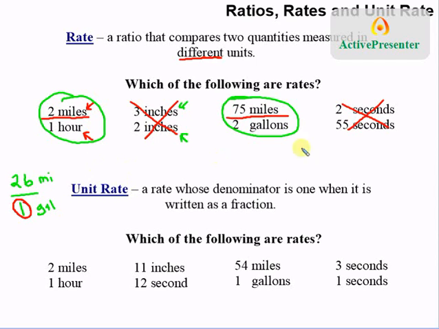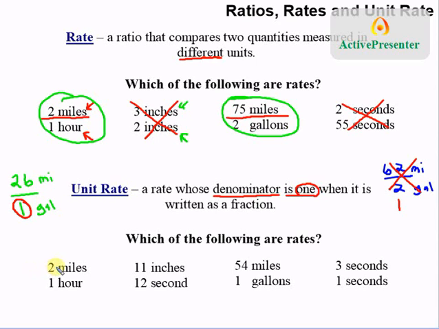If, on the other hand, I was to say something like I get 62 miles for every 2 gallons, I do not have a 1 in the bottom. I do not have a 1 in the denominator. So in this case, this is not a unit rate. Now, we'll talk in just a few minutes about how to find a unit rate if we are given a regular rate. But for right now, we need to know that a unit rate is one that has a 1 in the denominator.